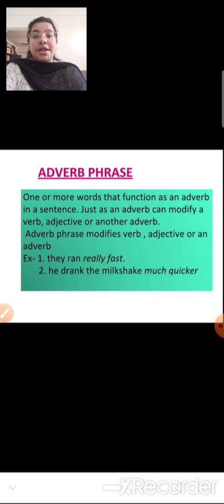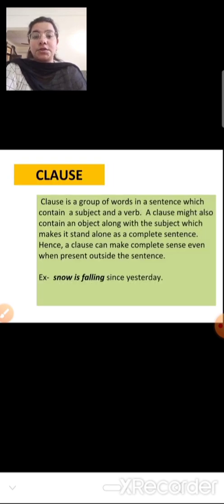Okay, so the next part is about clauses. What is a clause? A clause is a group of words in a sentence which contains a subject and a verb. A clause might also contain an object along with the subject, which makes it stand alone as a complete sentence. Hence, a clause can make complete sense even when present outside the sentence.